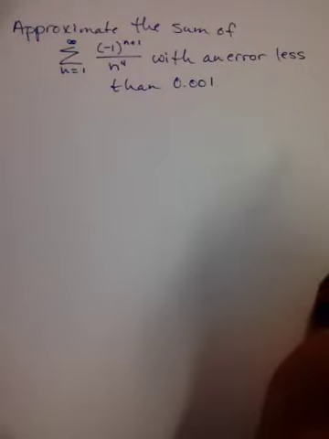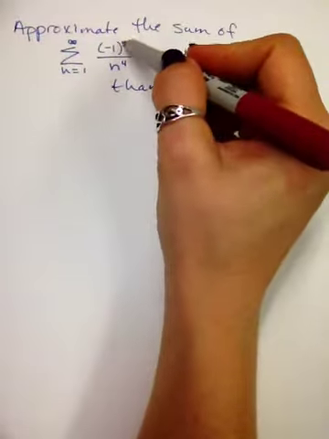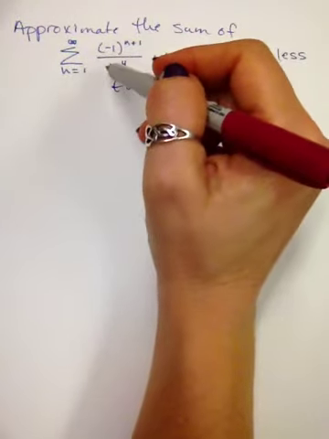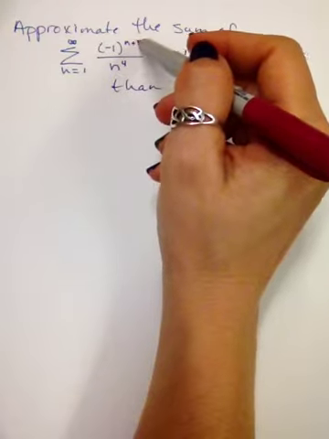So a pretty common question is to be asked to approximate a sum with an error smaller than some given number. So what you hope for is that your series is alternating, and if you look at this one, n plus 1 will change from even to odd as n changes. So I know that this is an alternating series.